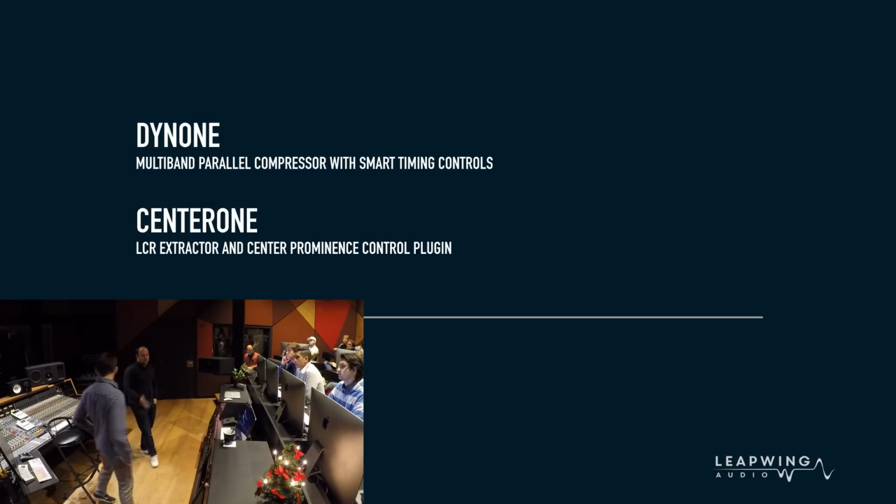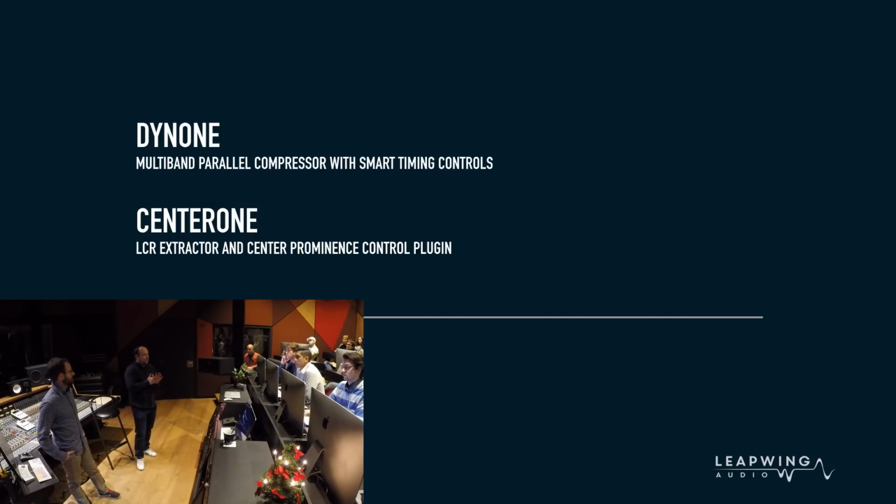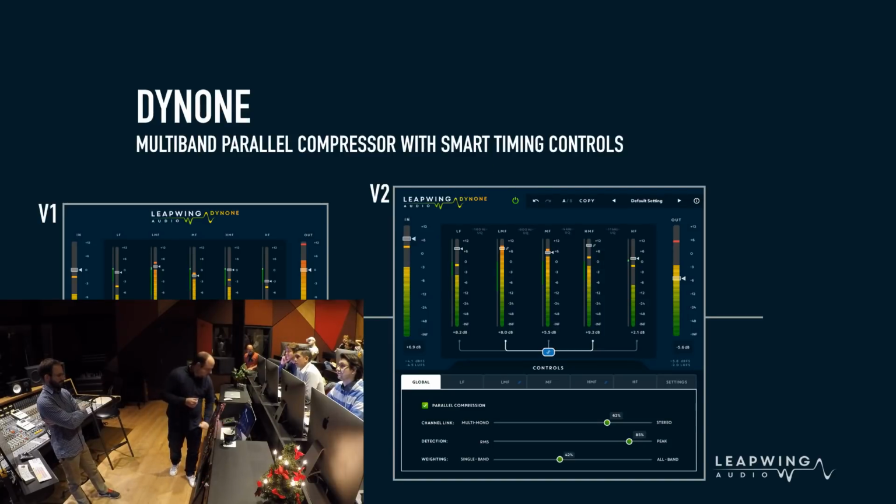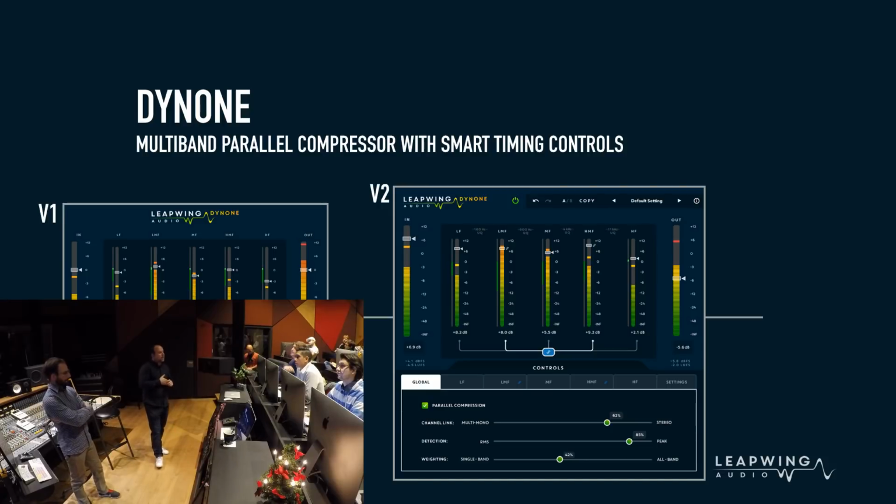Yes, and then at the moment we have two plugins available. The first one is DyneOne, and the second one is CenterOne. I don't know, most of you here have used it in class and have seen me talk about it way too much probably. But let me show you. So this is the first one, DyneOne. It's a multi-band parallel compressor with smart timing controls.